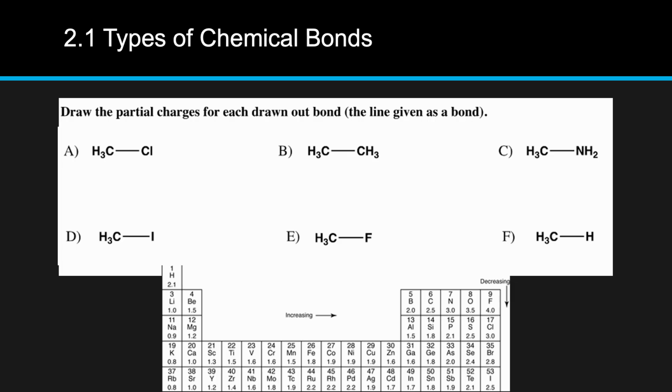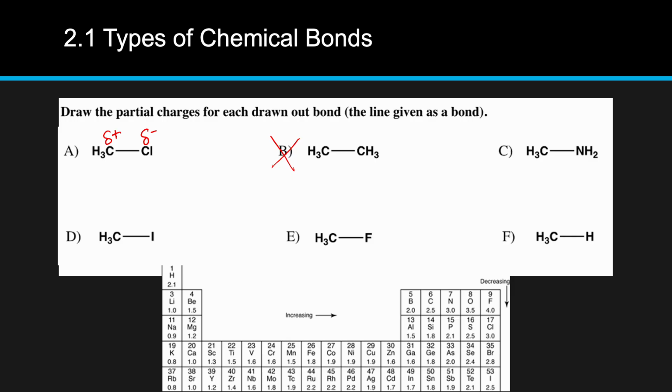So first with A, we're looking at carbon and chlorine. Carbon has an electronegativity value of 2.5. Chlorine has an electronegativity value of 3. So it's a difference of 0.5. So it would be a polar bond. And because chlorine has a higher electronegativity value, it's going to have the partial negative charge, whereas carbon here will have the partial positive charge. Now with B, we have two carbons which have the same exact electronegativity, so these will not have partial charges.